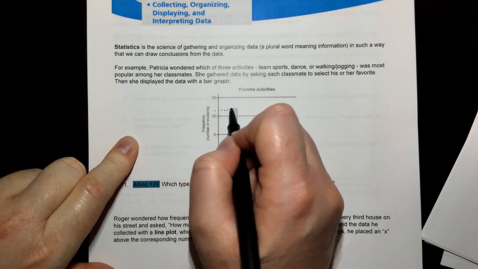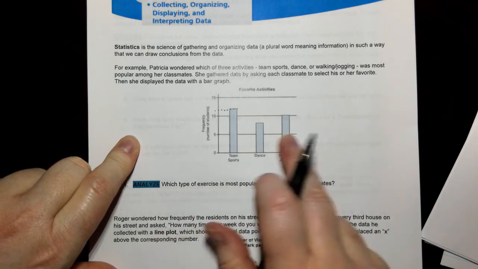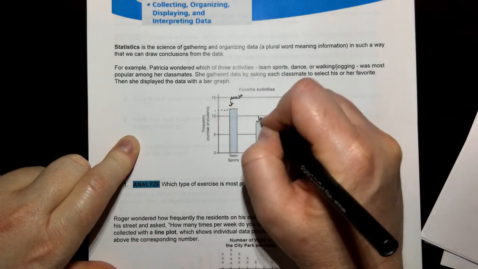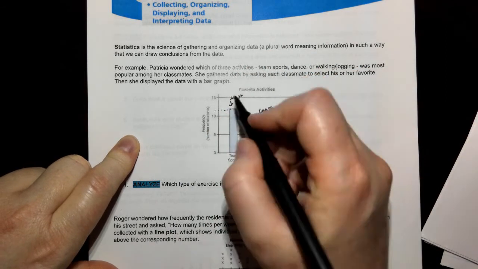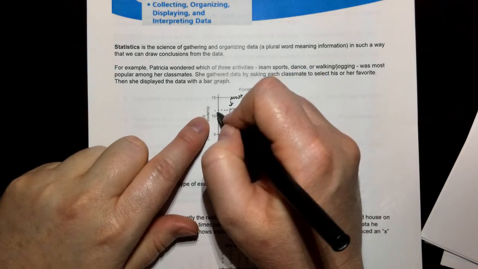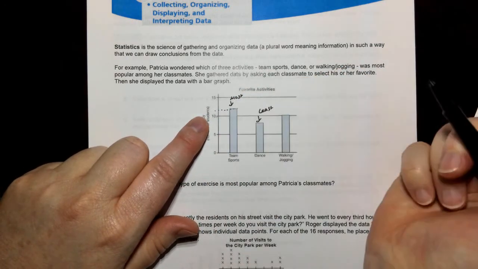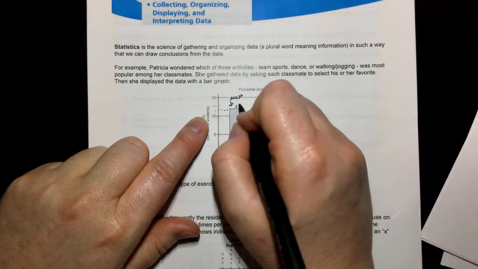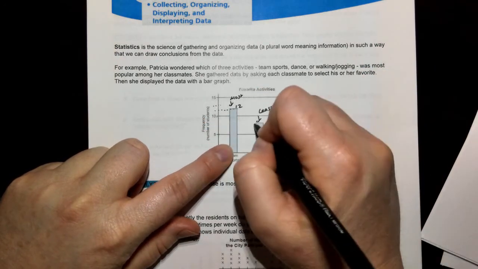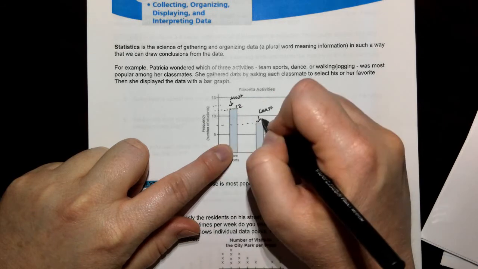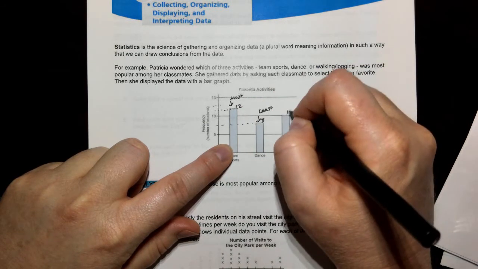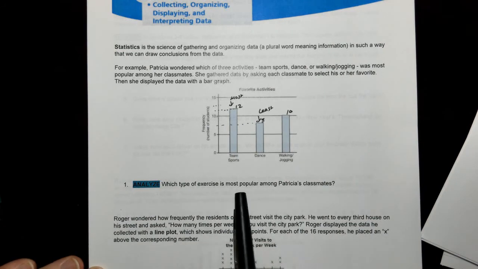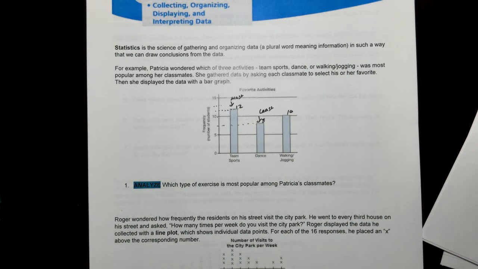We're going to look at our numbers. Obviously, this is the tallest one, so this is our most. This is our shortest one. This is our least. And if I want to put in a number, then I would say I have 10, 15, I would say half is about there. So this is probably 12. This is probably 7 or 8. And this is 10. So which type of exercise is most popular among Patricia's classmates?